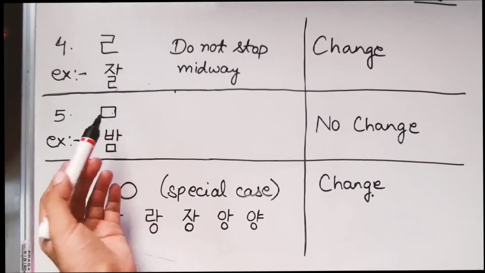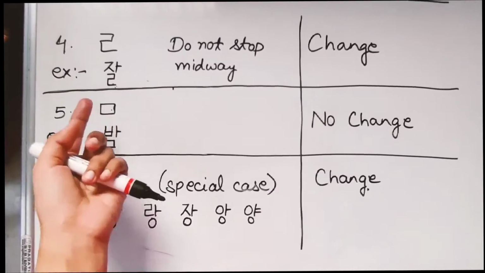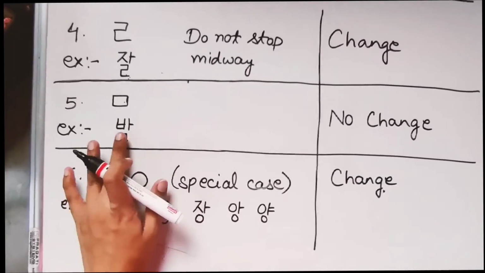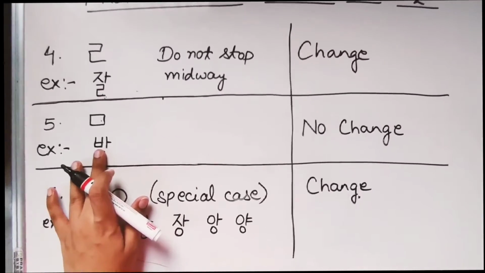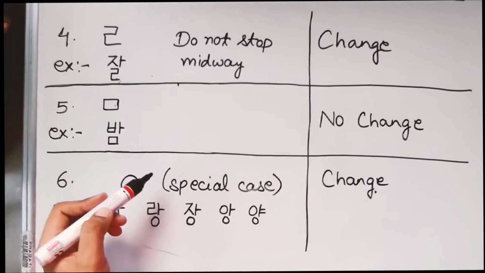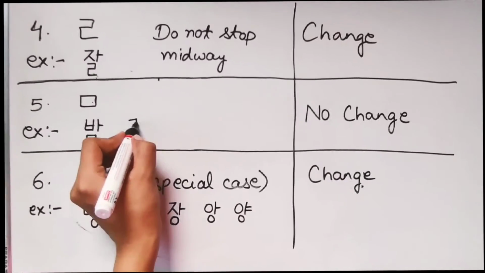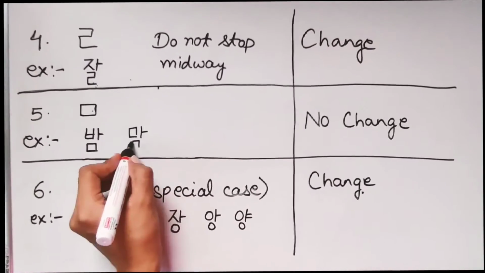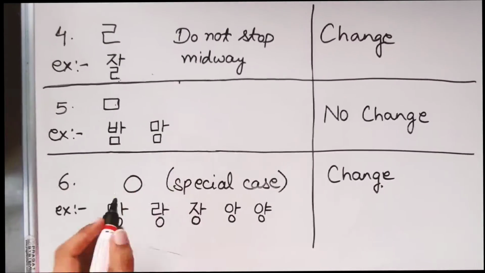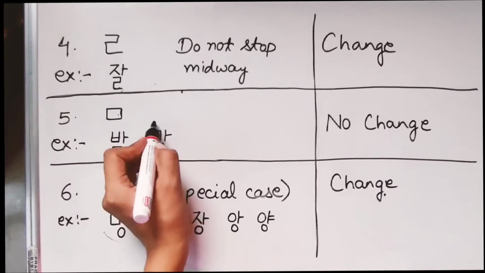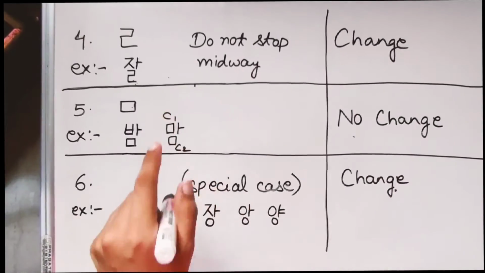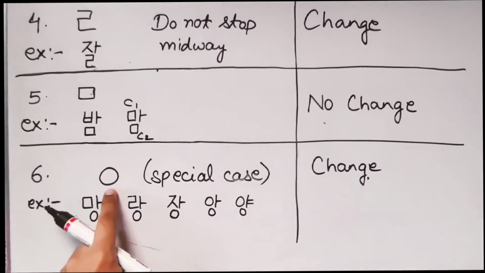Let's move to the fifth point. This is consonant m. Here also you'll be happy to know that even at the C2 position, its pronunciation remains m. Like for example, in this syllable, if I write m consonant at the bottom, it will be pronounced as bham. And if I take this example, where m consonant is at C1 as well as C2 position, then this syllable will be pronounced as mam. So you see, the m consonant at both the positions is pronounced just the same.